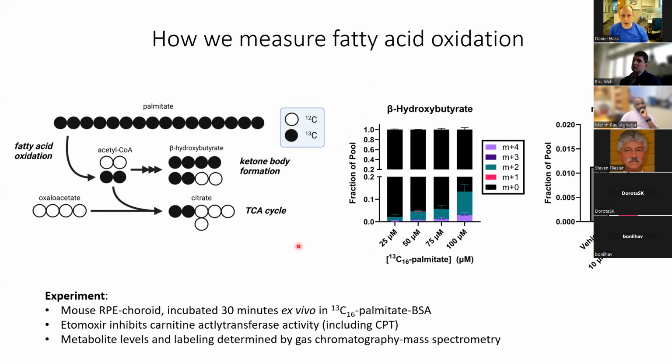We provide more labeled palmitate in this middle panel. That's just a different concentration here. We see a greater proportion of beta-hydroxybutyrate is labeled. Here, M+2. So again, 2 of those acetyl-CoA carbons that made BHB were labeled. And we can shut down labeling of BHB when we use etomoxir here, an inhibitor of carnitine acyltransferases. Okay, so pretty simple experiment. This was in RPE choroid, the mouse.